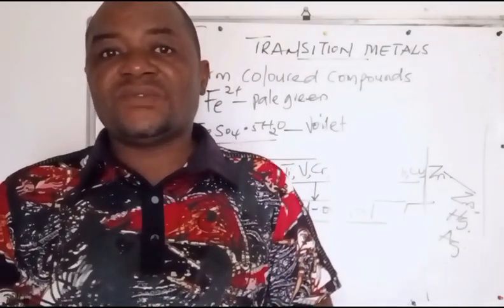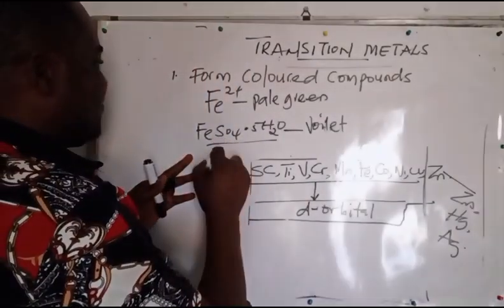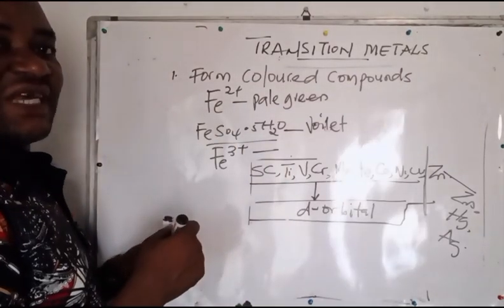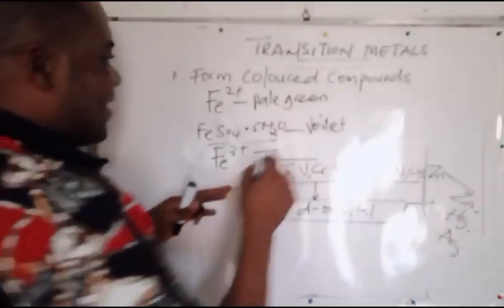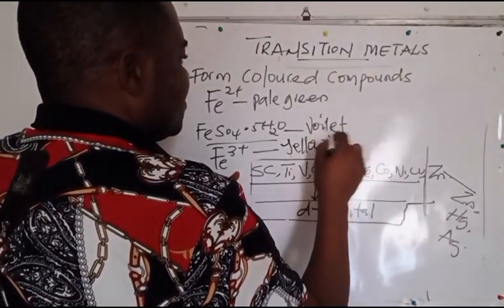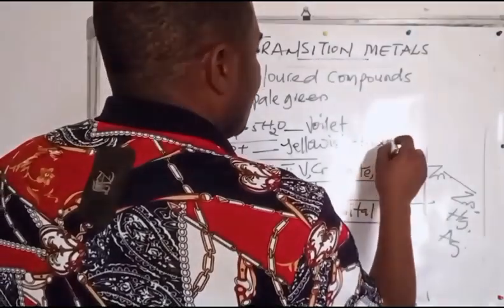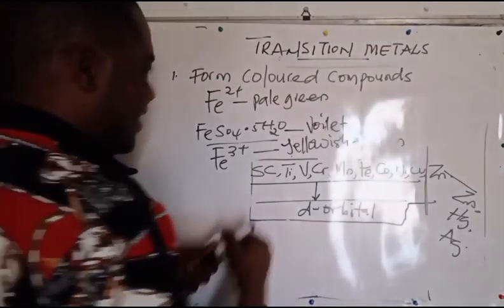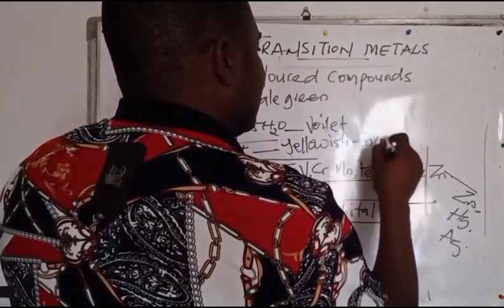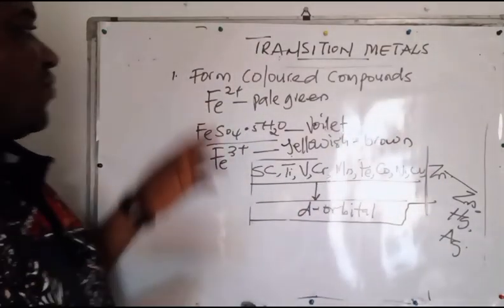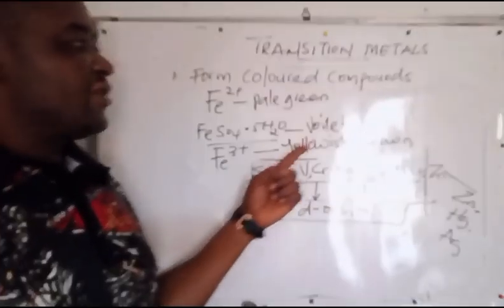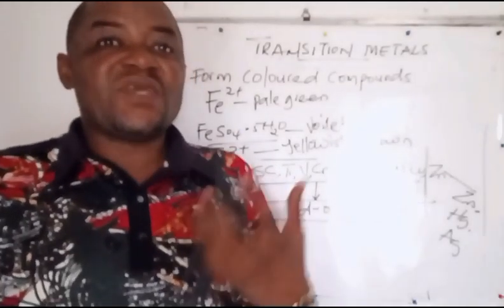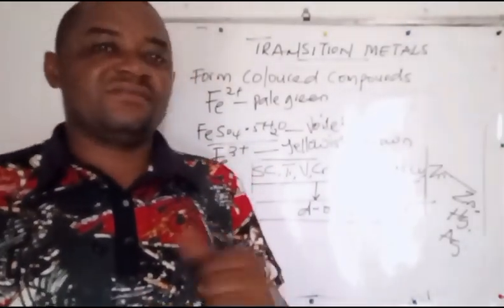Do you also know that if you use iron 3, the oxidized state of iron 2, to prepare any solution, you will rather get a yellowish brown coloration? That means you have decided to use the oxidized form of iron 2 to prepare your solution. Did you see what is happening? Most of the colors you see in certain solutions are because of the presence of a transition metal.